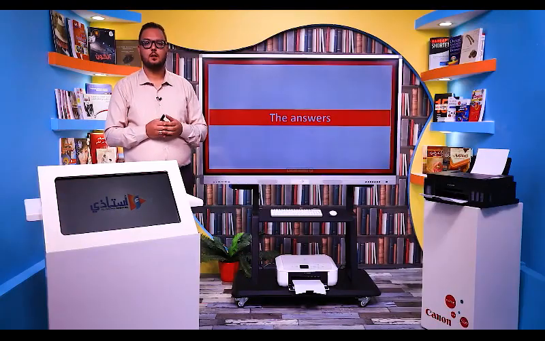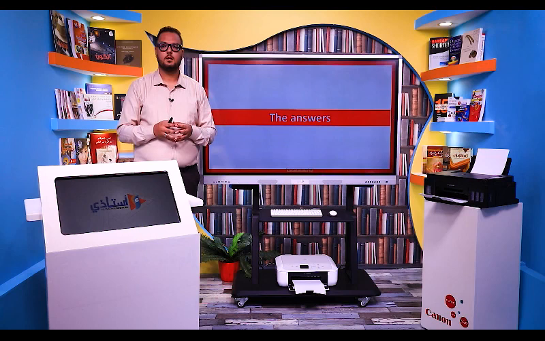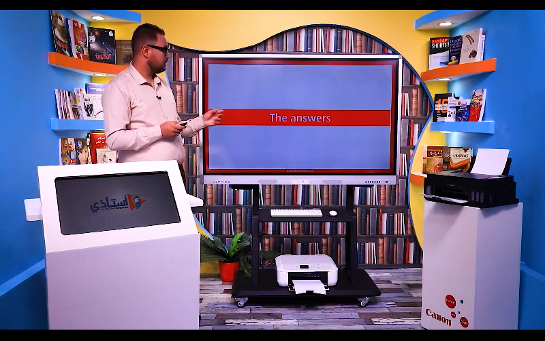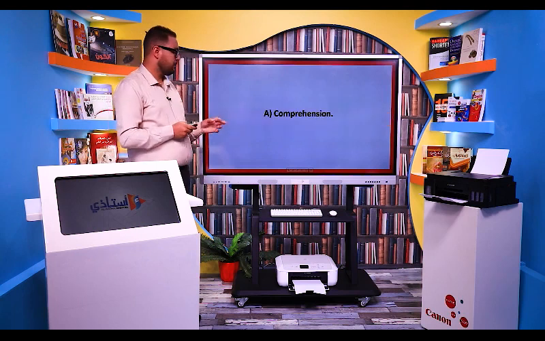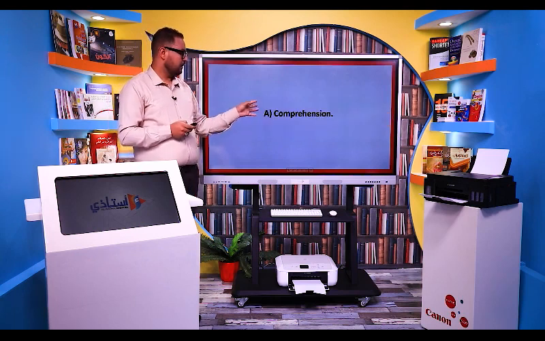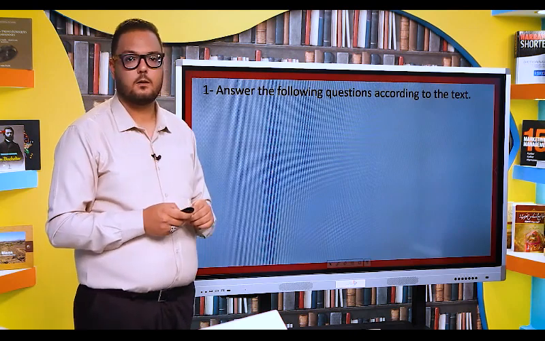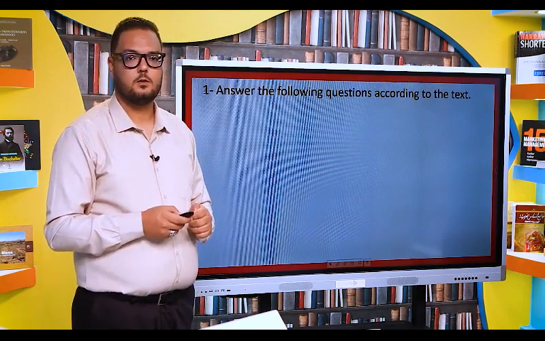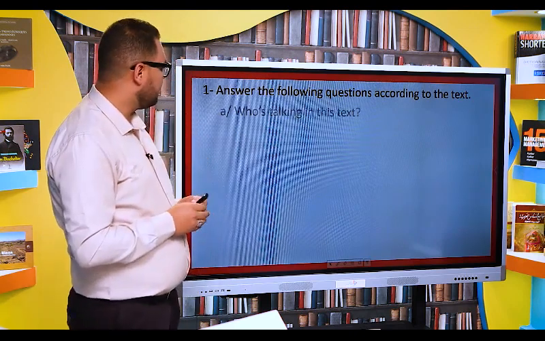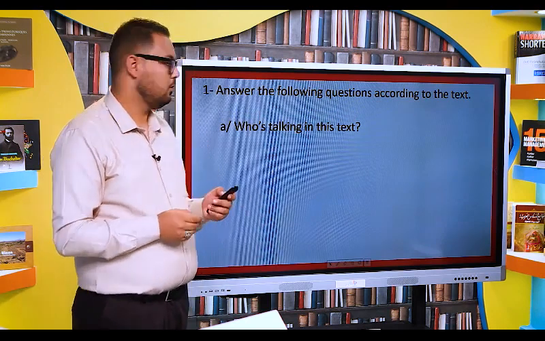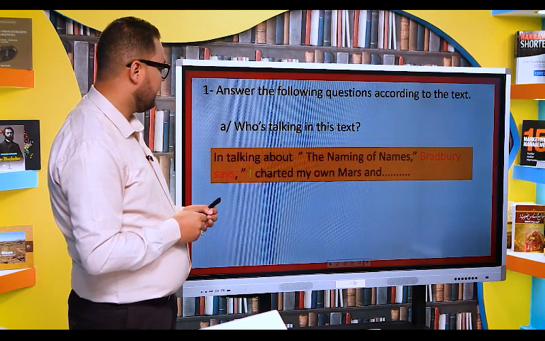After seeing the questions, now we are going to see the answers. The answers for this exam will be about the first task, or the first section, which is comprehension. The first question: answer the following questions according to the text. Question A: who's talking in this text?